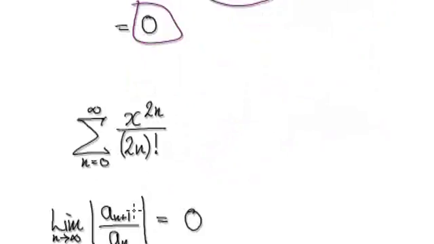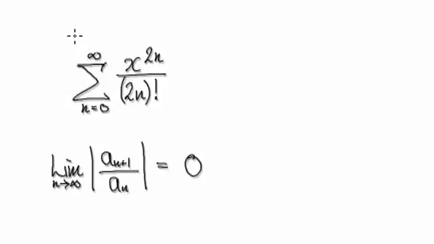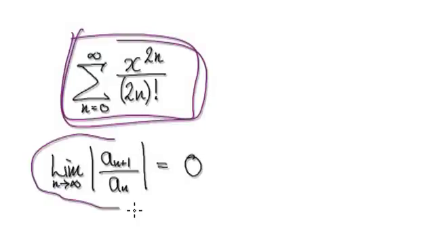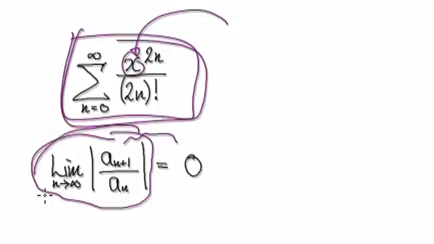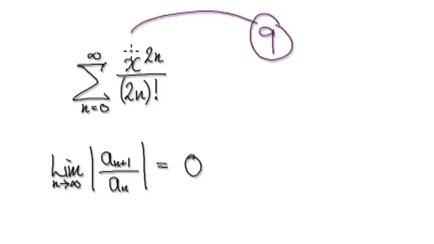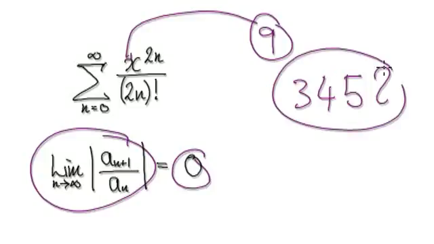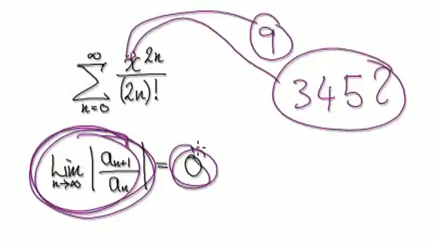So going back to the very start, we were trying to investigate this. To investigate this, we would use a ratio test. With the ratio test, we need to know this value here. As it turns out, regardless of what you insert into the x, the value of this will be 0. So even if you put 9 into the x, the limit of this will be 0. Even if you put 3,452 into the x, the value of this will be 0.